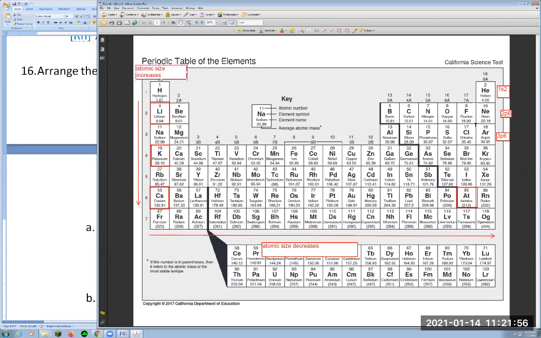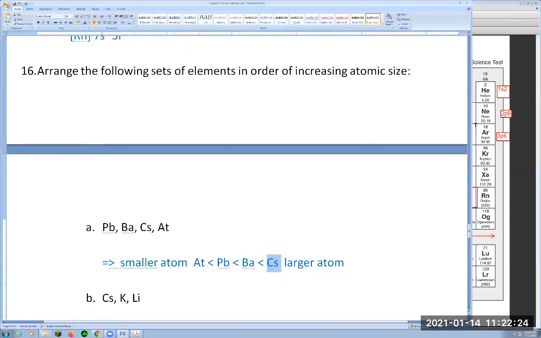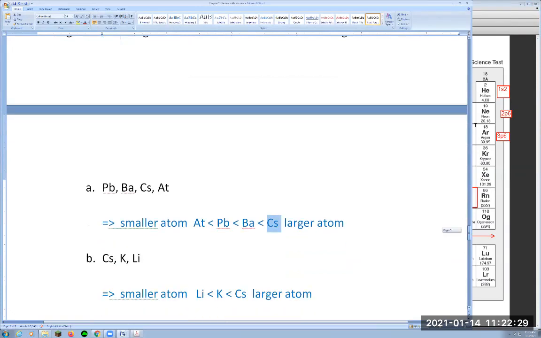So atomic size increases as you go down a column or down a group, because as you can see, those little numbers, the 1, 2, 3, 4, 5, 6, 7, indicate the number of shells that you are adding around the nucleus. And so you can see an atom with 2 shells will be smaller than an atom with 4 shells, than an atom with 6 shells. So this is more intuitive and easier to remember. That means if we order them in order of increasing atomic size, then lithium will be the smaller atom, potassium, and then cesium, the larger atom.